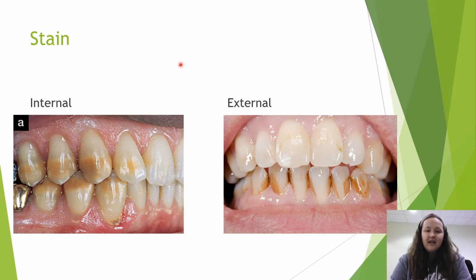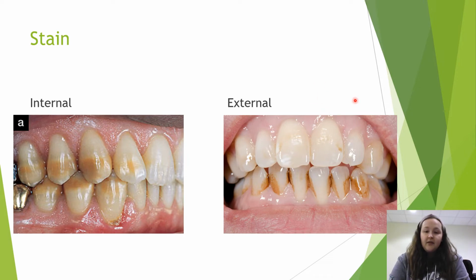So on the left side here we have internal, and you can see by the different layers of brown and yellow that this is very obvious to the eye. You can see shininess on the outside, and that's the main way that you can see that this is an internal stain, meaning it's inside the tooth. You cannot remove it by brushing and flossing, and we cannot remove it by cleaning your teeth. This is something that you have to bleach or whiten your teeth in order to get rid of.